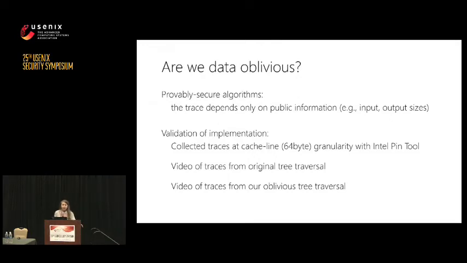Okay, so we've been really trying hard on making these things data oblivious. We have pen and paper proofs for each of the algorithms where we show that the input-output trace that they produce can be completely reproduced by just knowing the public information about your datasets, such as input and output size. Of course, when coding that, we could have made errors. So to validate this, we collected traces at a cache line granularity using the Intel Pin tool. Now you are going to see two videos of the code traces of traversing a tree before we apply our oblivious technique and afterwards.